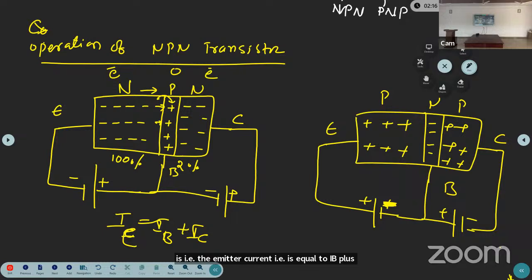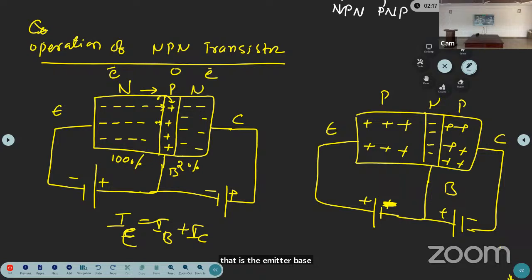Next, coming to the PNP transistor, the first emitter region is a P-type semiconductor, the collector is also P-type, and the base is an N-type semiconductor. Now, according to these semiconductors, for the normal working operation of the transistor, you connect the battery to the PN junctions, that is the two diodes: the emitter base junction and the collector base junction.